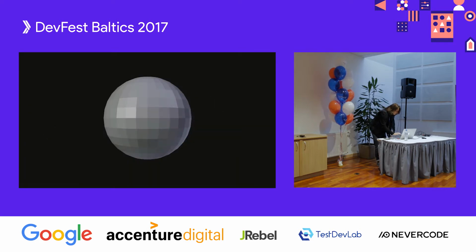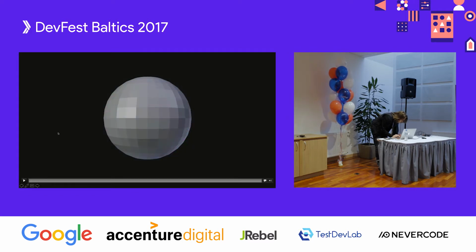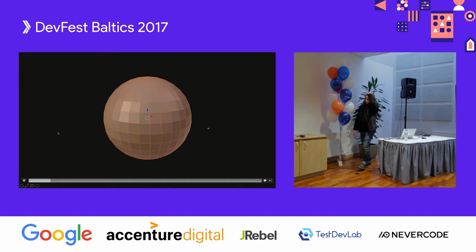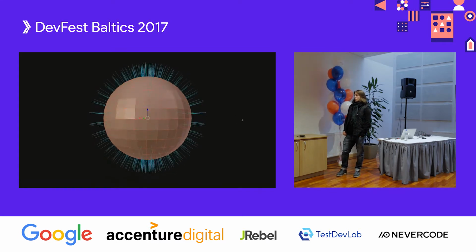So here's our low polygonal model. I don't see the mouse cursor here. Yes. So here's our low polygonal model. And here are the normals of the polygons of the polygonal model.